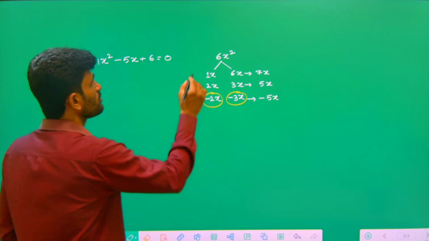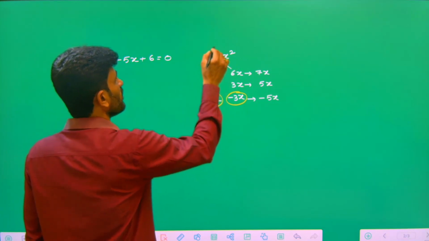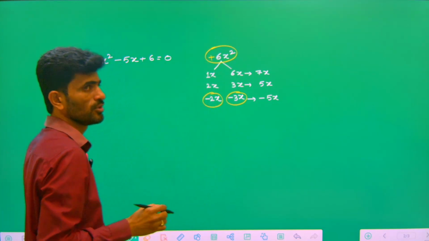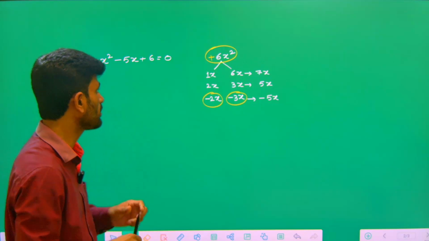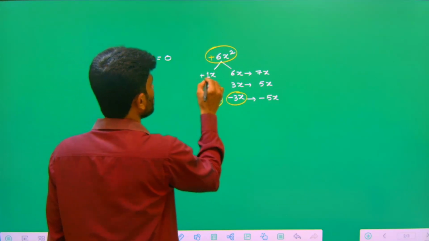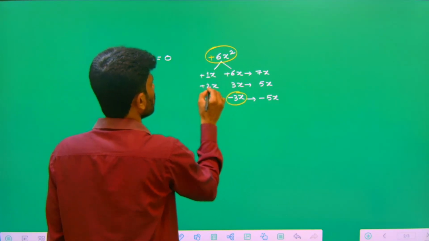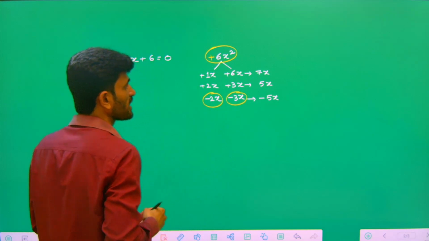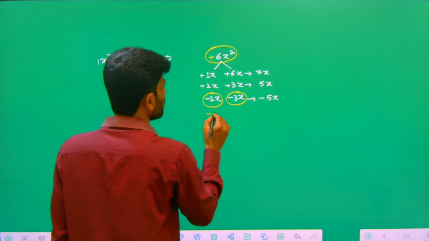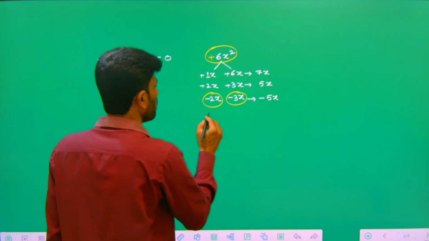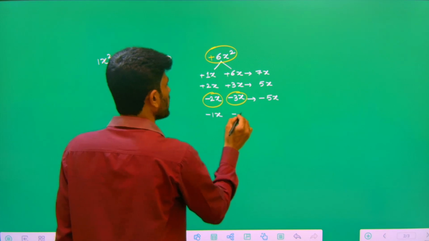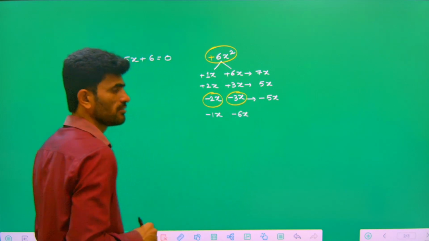So when product is positive, you remember one very important concept. Either two factors will be positive or two factors will be negative. One more set also we can write. One more set, what we can write here? Minus 1x, minus 6x also we can write.